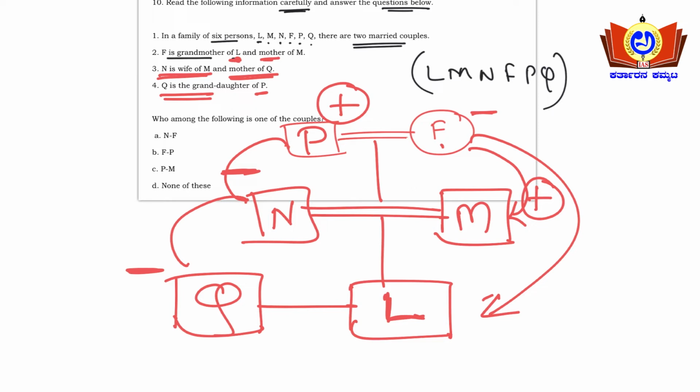So who among the following is one of the couples? N and F? No, this is wrong here. F and P? Oh, F and P is right here. And P and M? No, this is wrong here. None of these is also wrong here. Option B, F and P, is the right answer here. Okay, so moving on to the next question.